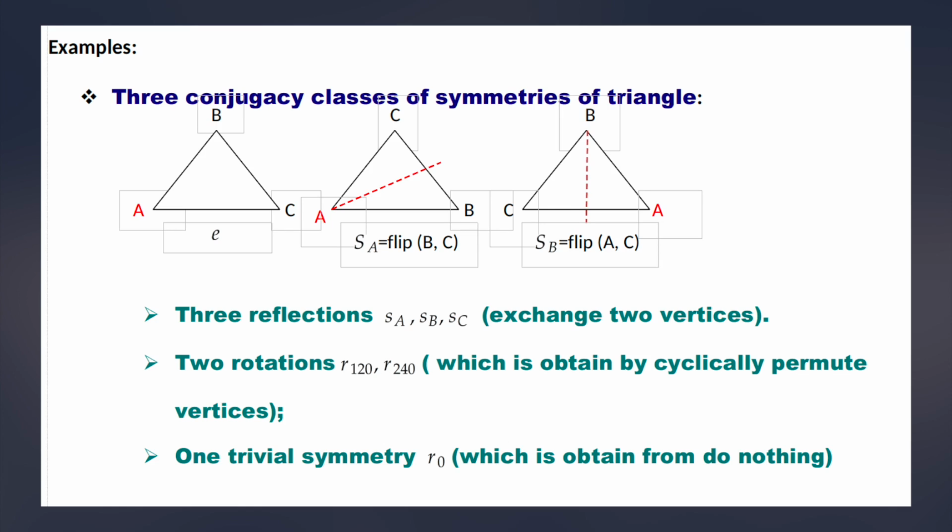Some examples of conjugacy classes are here. The example: 3 conjugacy classes of symmetries of a triangle. See these pictures. 3 reflections SA, SB, SC. SA is reflection along the axis A, SB is reflection along the axis B, and SC is reflection along the axis C. Next, see this one. 2 rotations with respect to the angles 120 and 240, which are obtained by cyclically permuting vertices. 1 trivial symmetry, which is obtained by doing nothing.